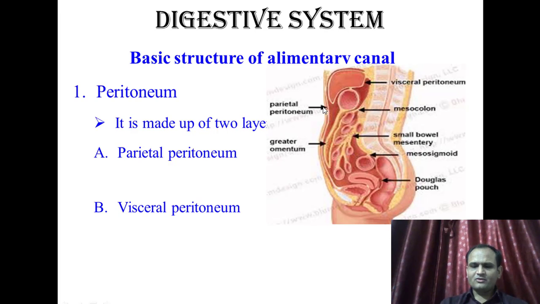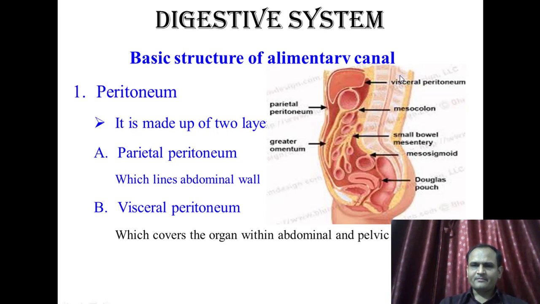So the parietal peritoneum is generally located towards the lining of the abdominal wall. So here is your abdominal wall. So the parietal peritoneum covers the lining of the abdominal wall, while the visceral peritoneum covers the viscera, or the organs, that are placed within the abdominal and pelvic cavity.